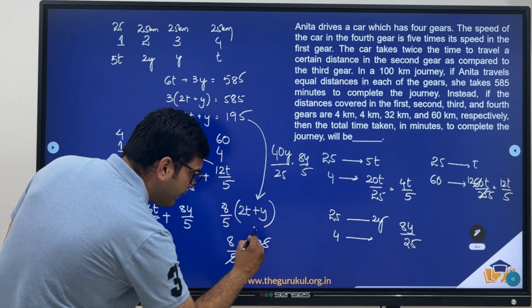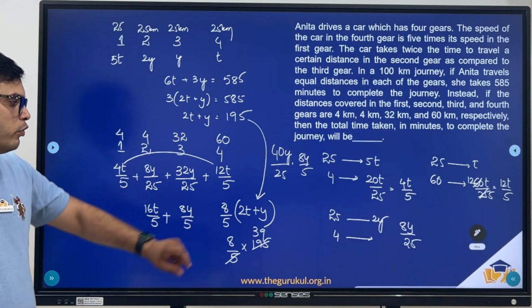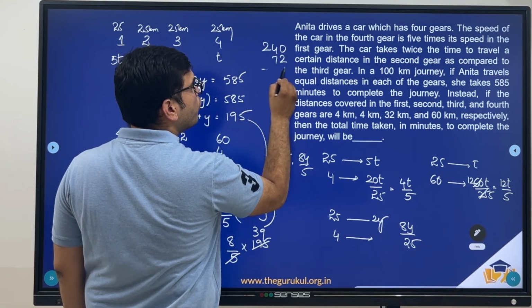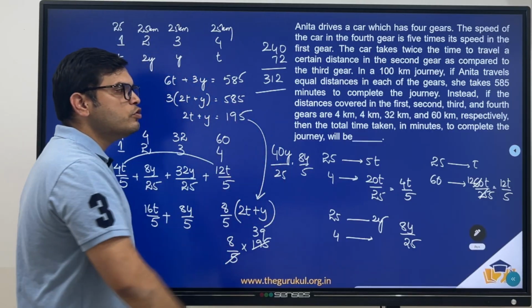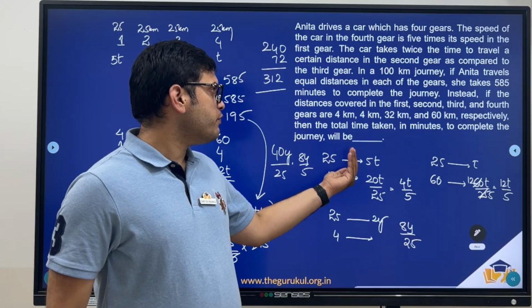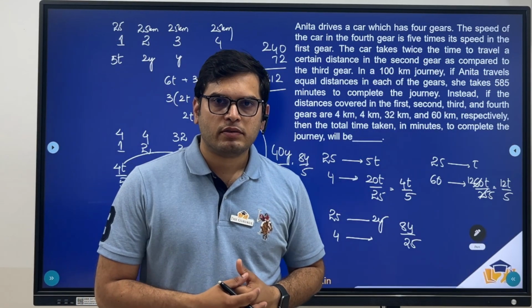So 5 threes, 5 13 nines, right? So 8 into 39, 8 into 30 is 240, 8 into 9 is 72. So 312 should be the answer to this question. So to cover this entire distance, 4 kilometers, 4 kilometers, 32 and 60, it will take 312 minutes.